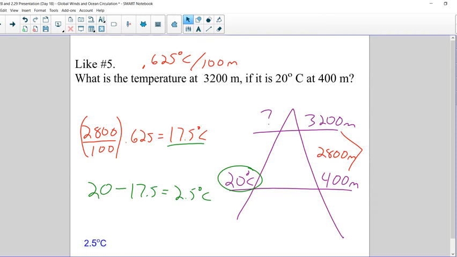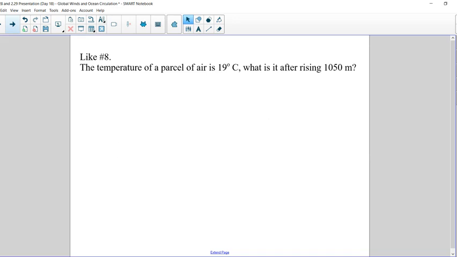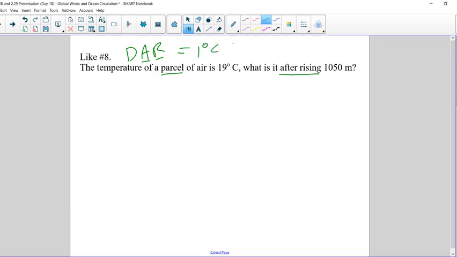Okay, let's look at another one real quick. So this one is a lot like number 8. Again, all I did was change the numbers. So when you see that word parcel, that's a dead giveaway that the air is going to be rising. And when you see air rising, you use the DAR. It really stands for dry adiabatic rate, but we can think of it as air rising. And the DAR is 1 degree Celsius for every 100 meters.